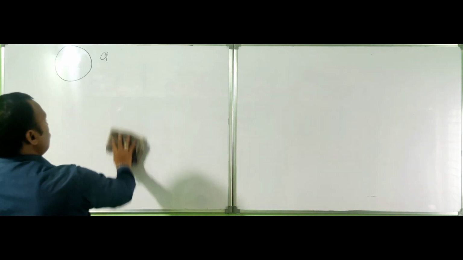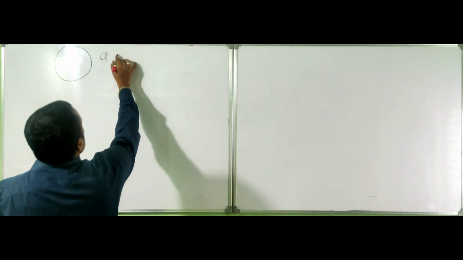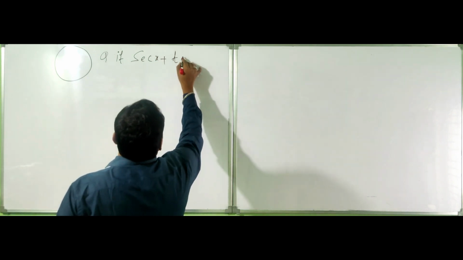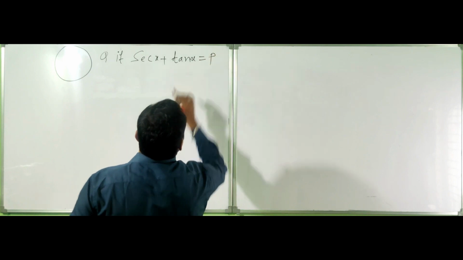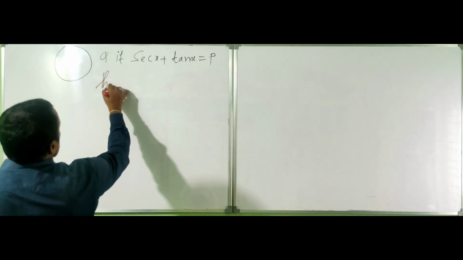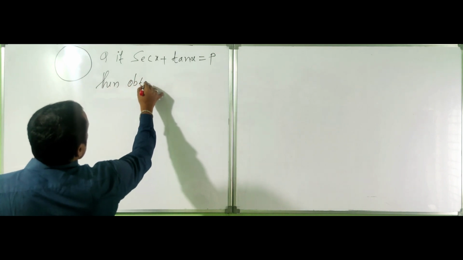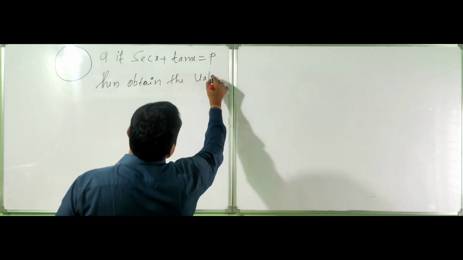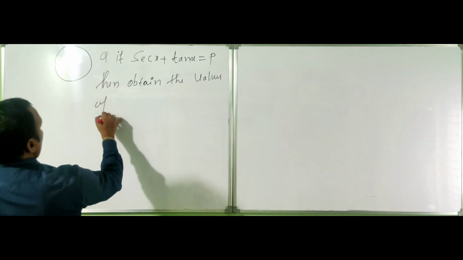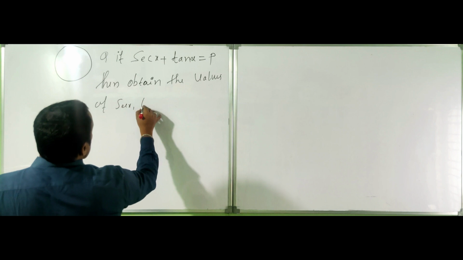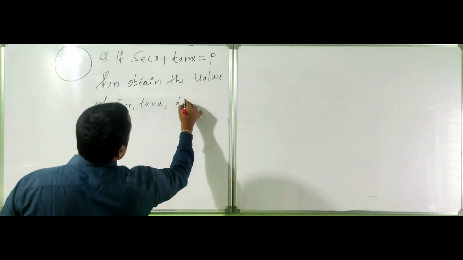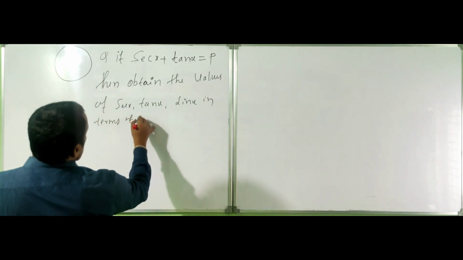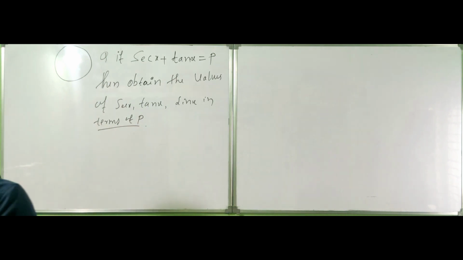Okay, sir. Even though I have tried. If sec x plus tan x is equal to p, then obtain the values of sec x, tan x and sin x in terms of p. First question is there.